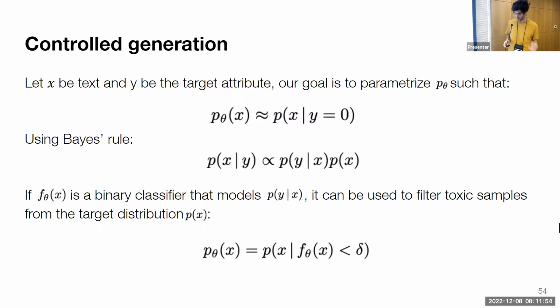All right, if we just use Bayes' rule and we flip this, we understand that to generate this, what we need is to have some P of X, like the distribution of language, and the probability of a text being toxic given that text. And if we have a binary classifier for toxicity, then one thing that we can do is just filter examples that are toxic from what our model is producing. In fact, models like LaMDA are doing very similar things.